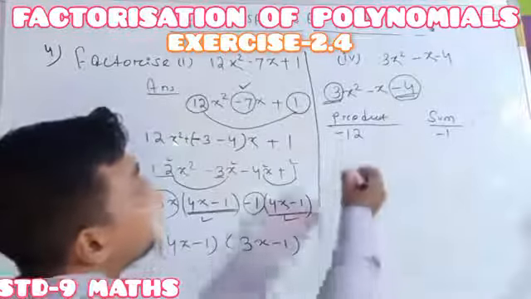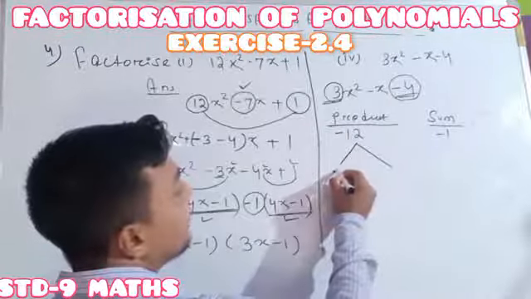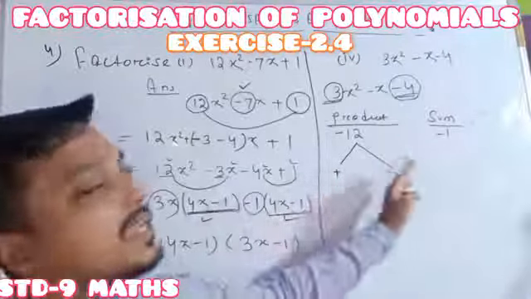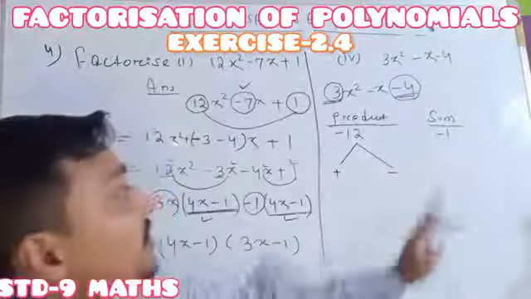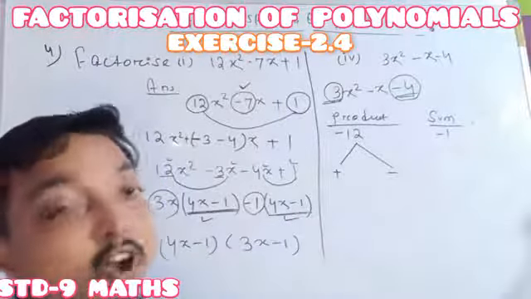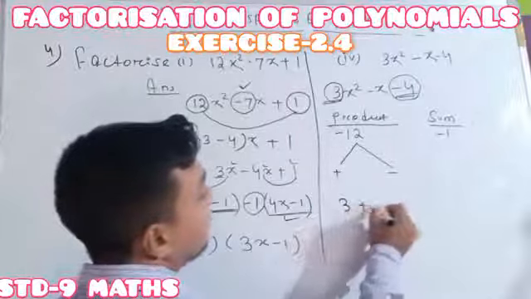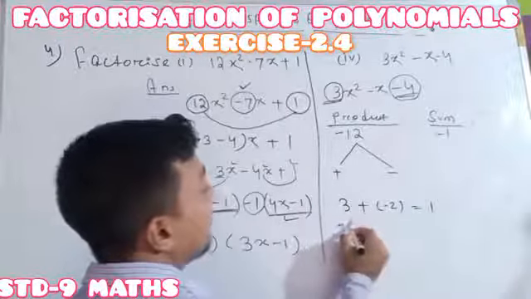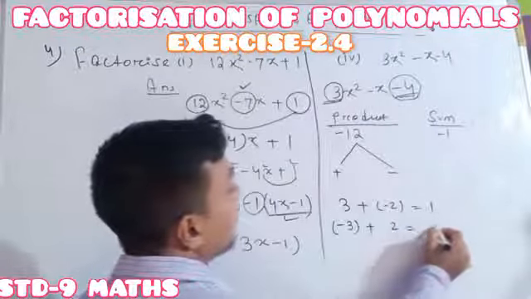Listen, the product is negative. It means 100% one number is positive and the other is negative. It may be first positive, next negative, otherwise first negative, next positive. But the sum is negative. Remember one thing: suppose one is 3 and the other is minus 2, here the sum is 1. But whenever the greater one is negative and the other is positive, the result is always minus 1.